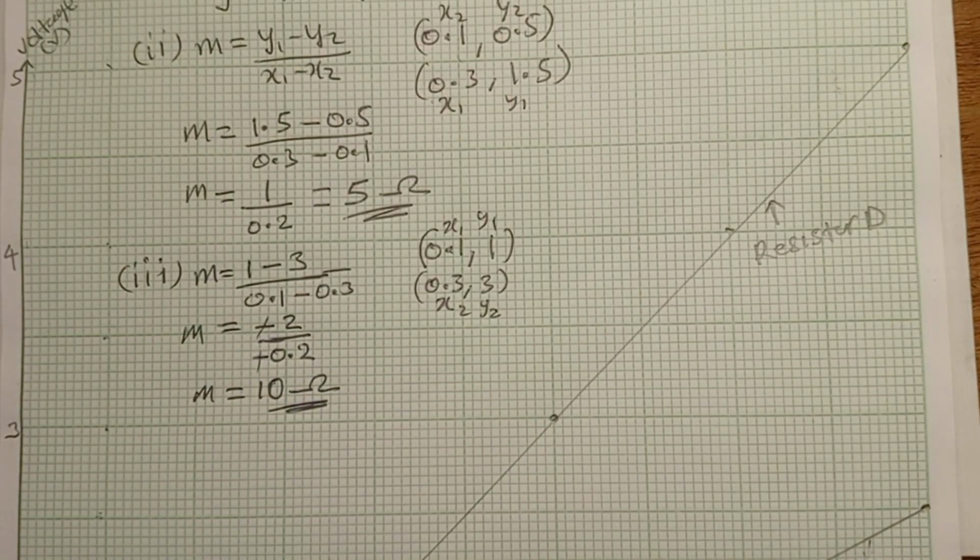So from the calculations, we can tell that resistor D has higher resistance. So apart from calculating using these calculations, you need to understand that the steeper the graph, the higher the resistance. So from the two graphs that we have, this graph is steeper than this one. In other words, it is closer to the y-axis, so it has a higher resistance.